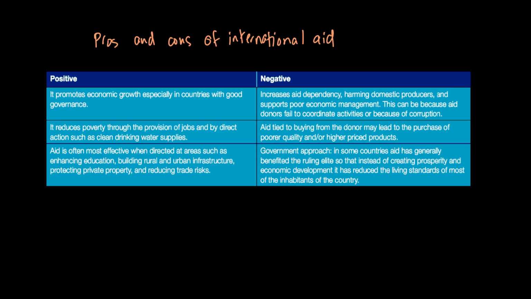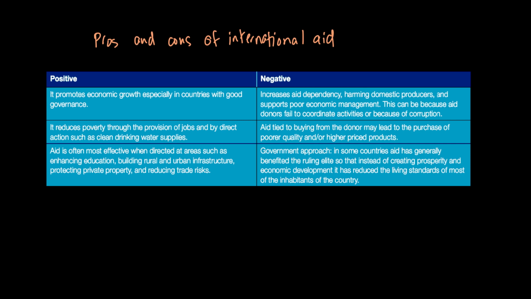But the negatives are also that we can end up having a country increase aid dependency, which means relying on aid, harming domestic producers and supporting poor economic management, because a country may become completely reliant on international trade. This can be because aid donors sometimes fail to coordinate activities or because of corruption. In the case of Pakistan, for example, there were times when aid was not properly utilized because of one reason or the other.